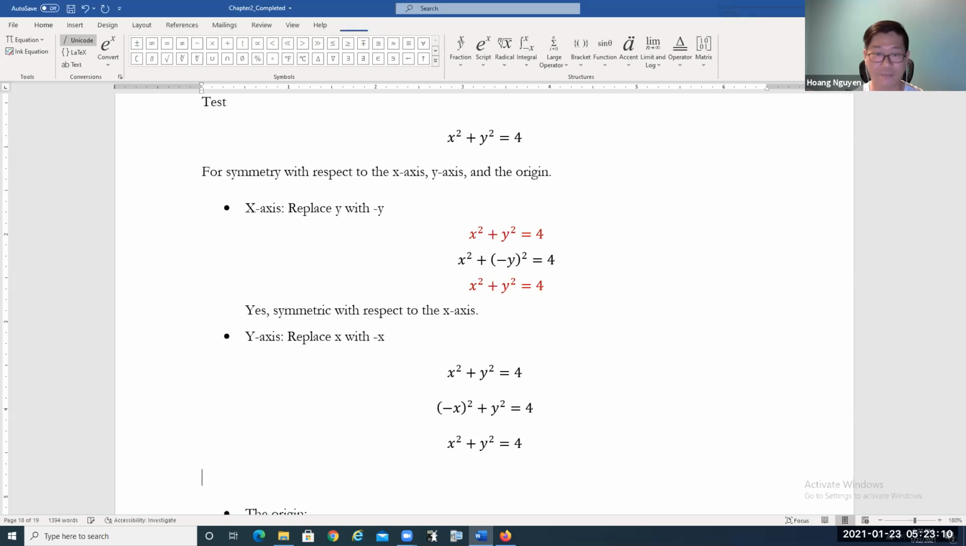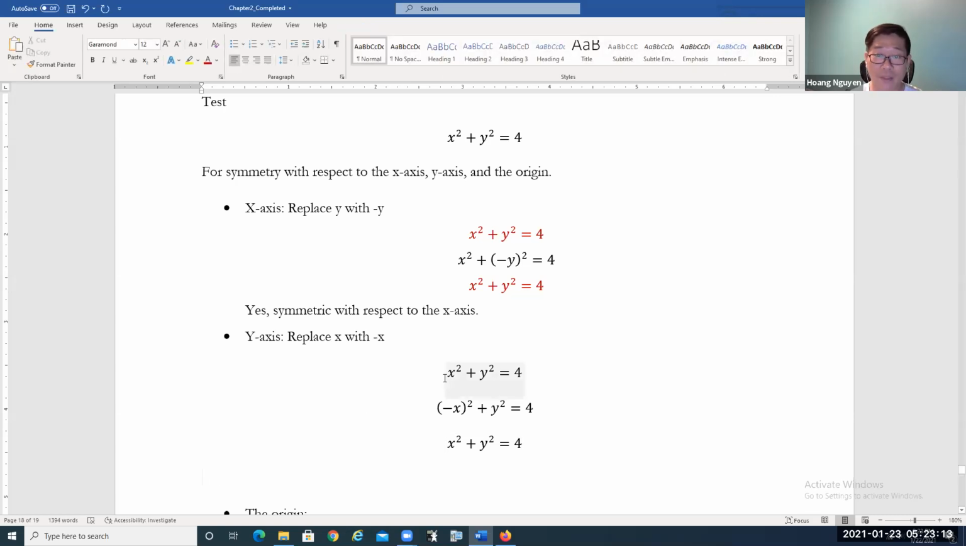Okay, that's good. Now you're going to compare the original equation that we were given and the equation that we just got after we replaced x by negative x and simplified it. They look exactly the same, or they are equivalent. So you're going to say yes, we have symmetry with respect to the y-axis.